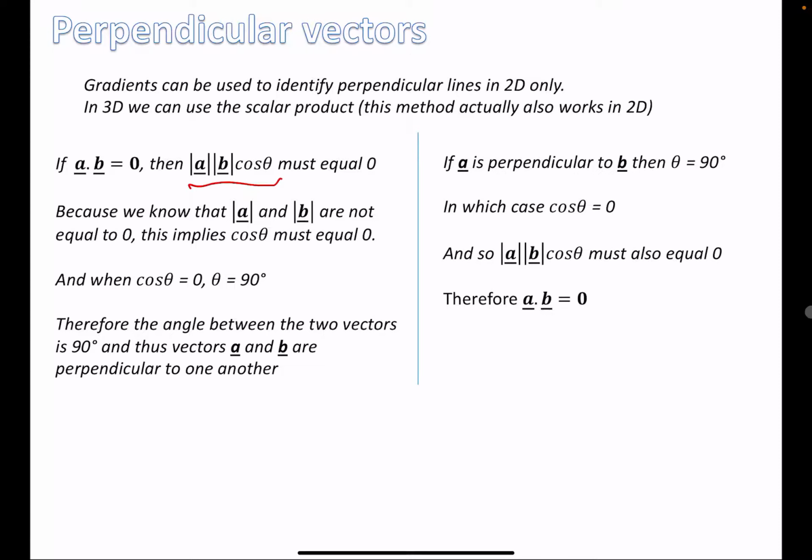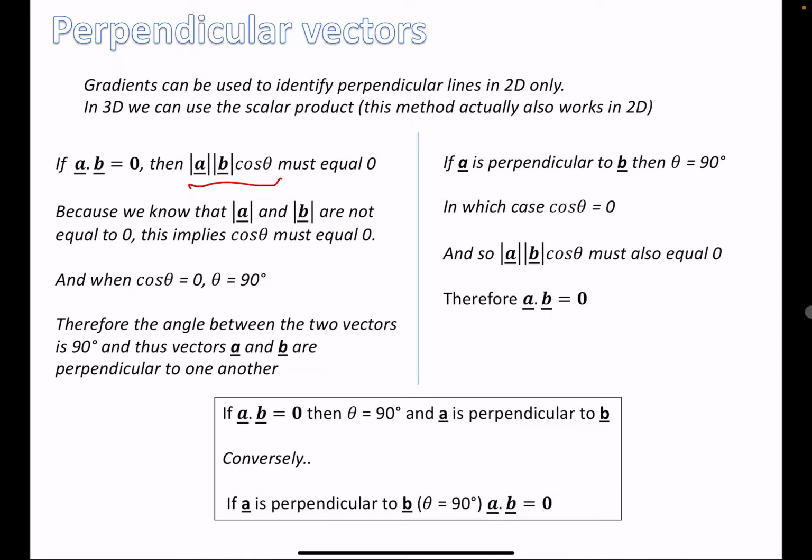But the converse of this is, if we're asked to prove that they're 90 degrees from each other, then we know that cos theta will equal 0, in which case the magnitude of a times the magnitude of b times the cosine of the angle between them must also equal 0. In other words, a dot b will equal 0, okay? So we basically have two ways. Either we're proving that it's perpendicular, or we know that the scalar product equals 0 and we're writing what that tells us. So if a dot b equals 0, then theta equals 90 degrees and a is perpendicular to b. And conversely, if a is perpendicular to b, in which case theta is 90 degrees, then a dot b will equal 0.